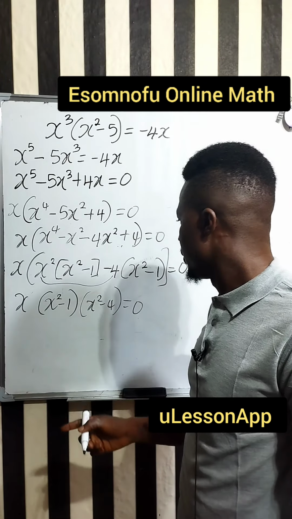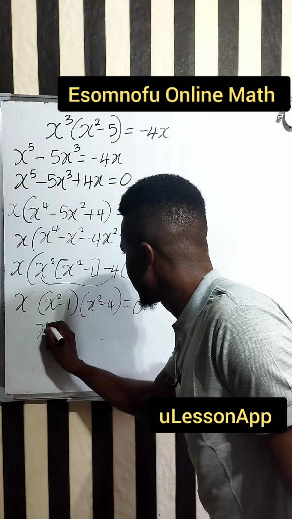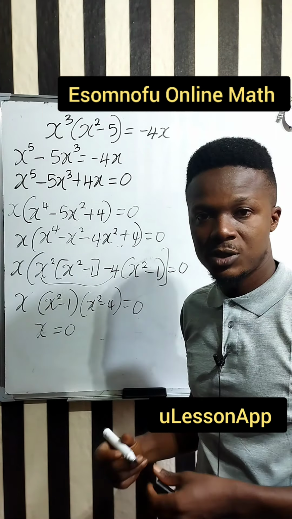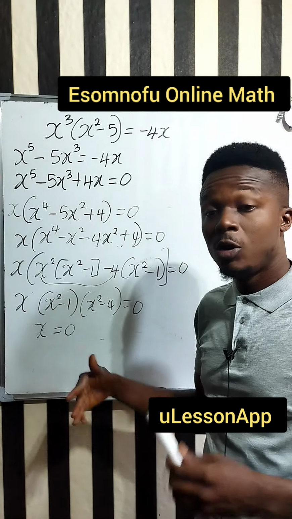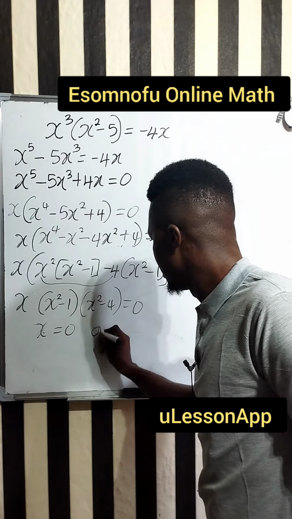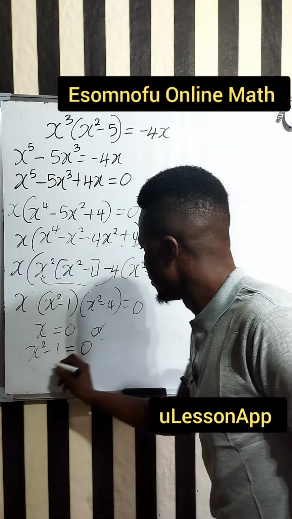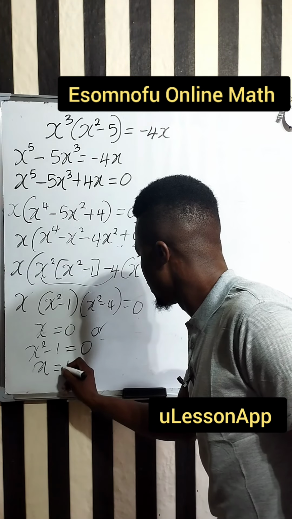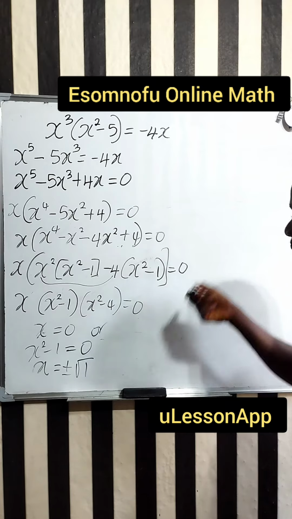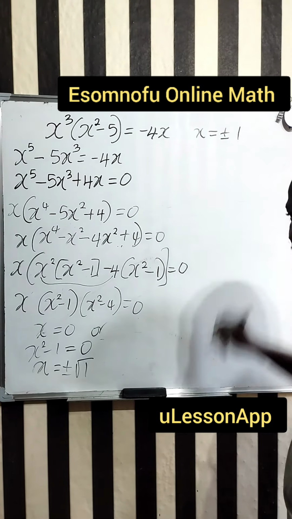So for the first one, we have that x is equal to 0. So the first value of x here is equal to 0, because when two or more terms are multiplying each other to give us 0, either one of the terms is 0 or all of them are 0. So x is 0, or you bring this one, x squared minus 1 is equal to 0. That means x is equal to plus or minus square root of 1. And the square root of 1 is still 1. So x is also plus or minus 1.